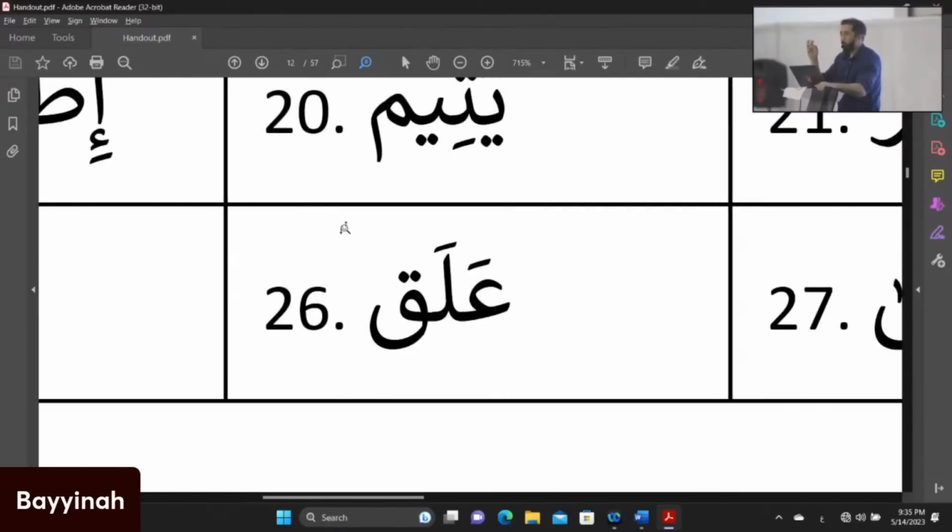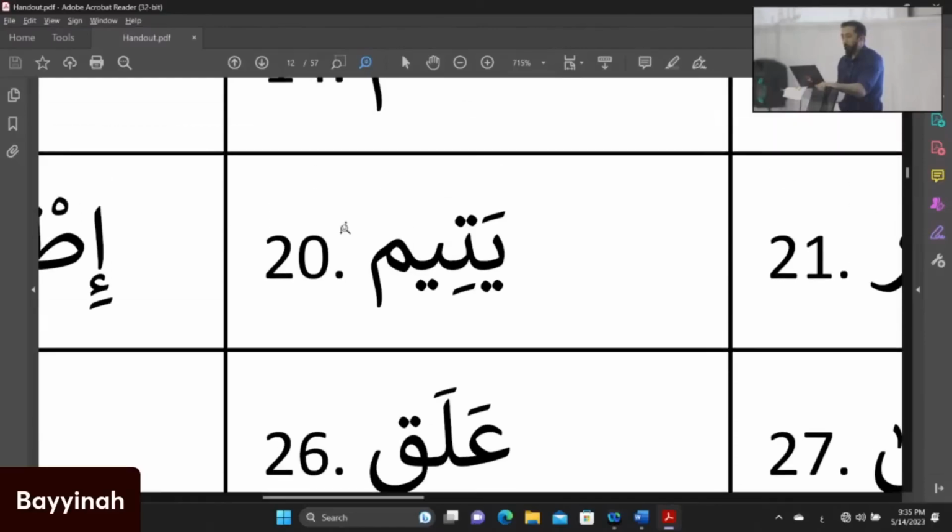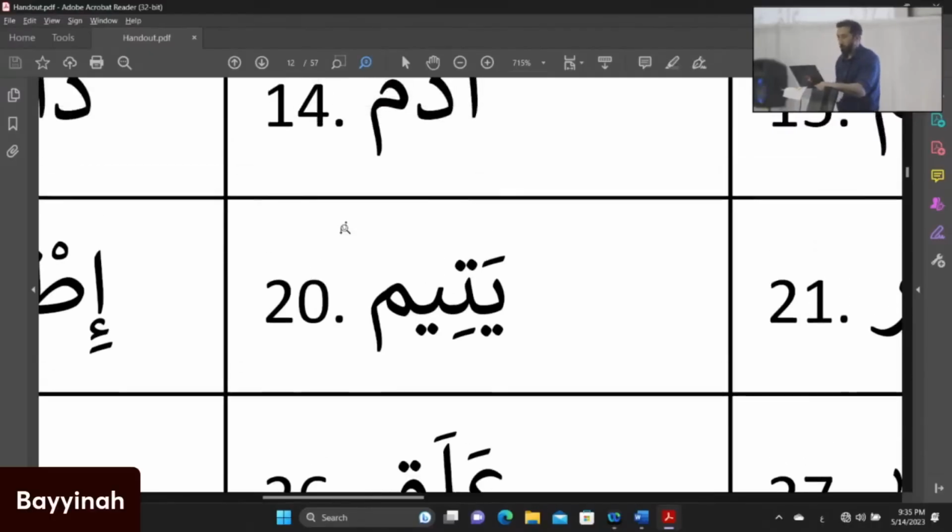Alaq, clot. Alaq, Arabic word. Fully flexible. Help me out here. Rafa', nasb, and jar. Alaqun, alaqan, alaqin. Yatim means an orphan. Fully flexible. Give it to me, come on. Yatimun, yatiman, yatimin. Good job.